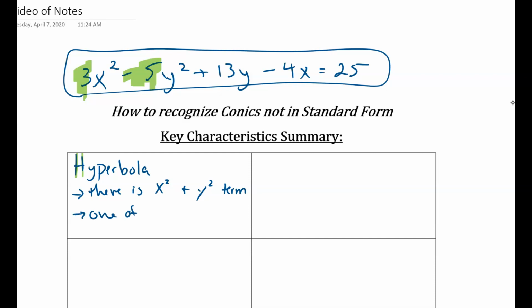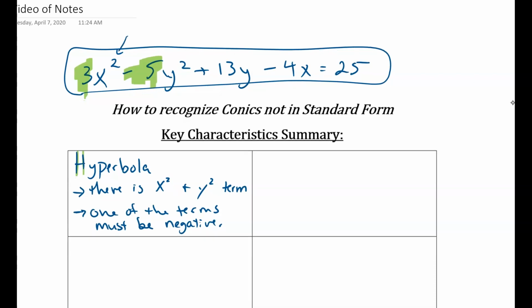One of the terms, the x squared or the y squared term, must be negative. So here's what I mean. If you look up above, the reason why I know that's a hyperbola is because I have an x squared and a y squared, all right? But here's the cool part with that. This is negative, so therefore I know it's going to be a hyperbola. All right, so let's look at our other ones that we worked with.